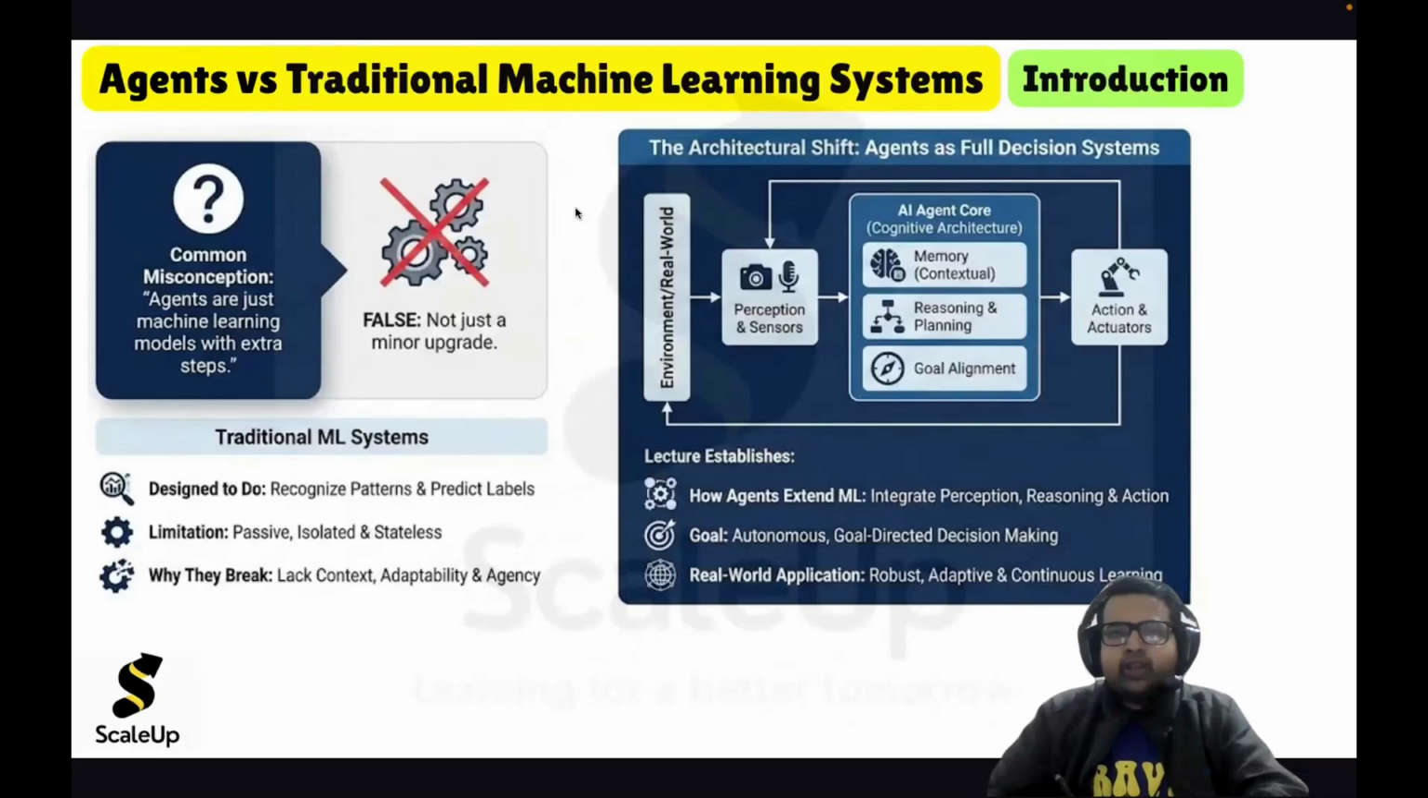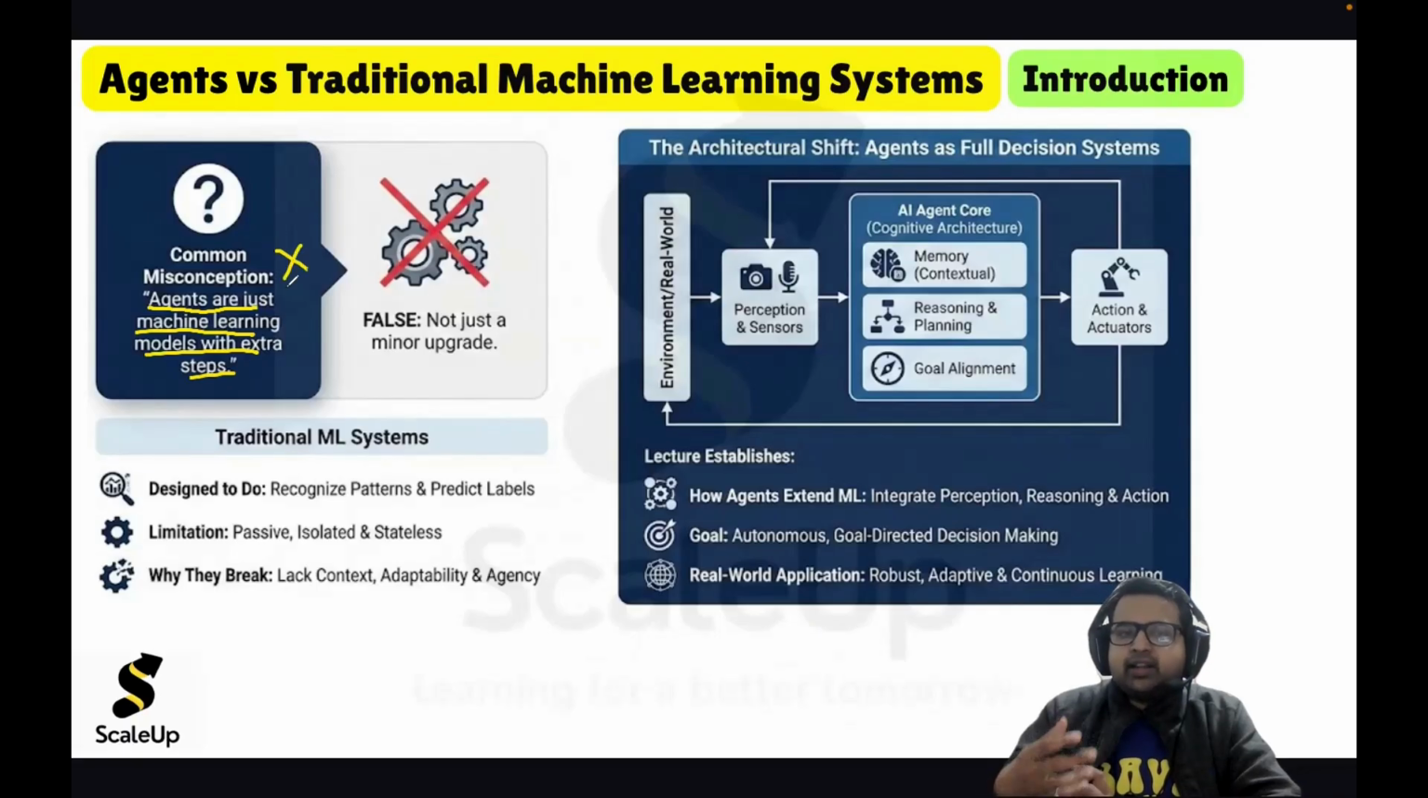There is a very big misconception that agents are just machine learning models with extra steps. And actually, that is wrong. AI agents are very different from traditional machine learning models. So we cannot say that AI agents are just an extension of machine learning models. That's a very big misconception, and all that we will clear.